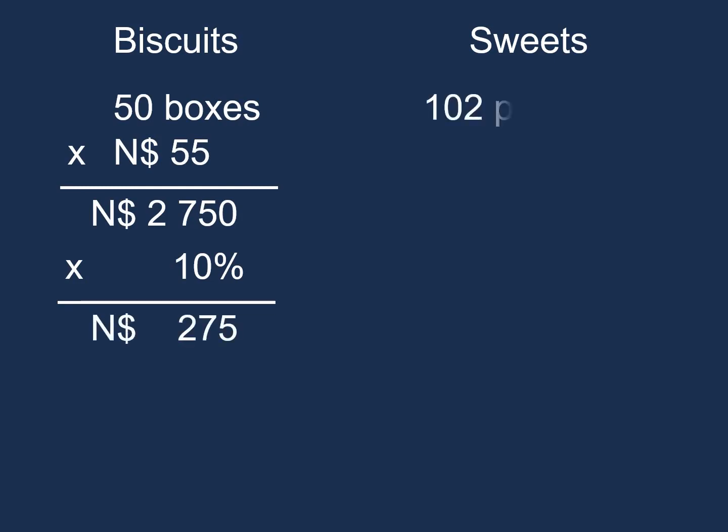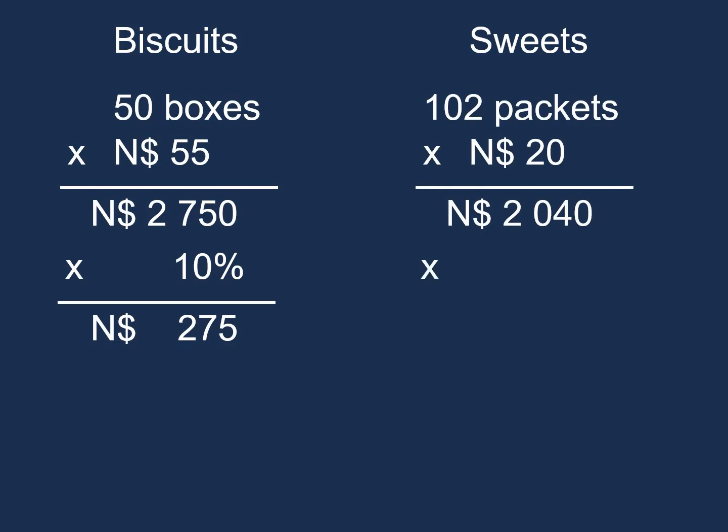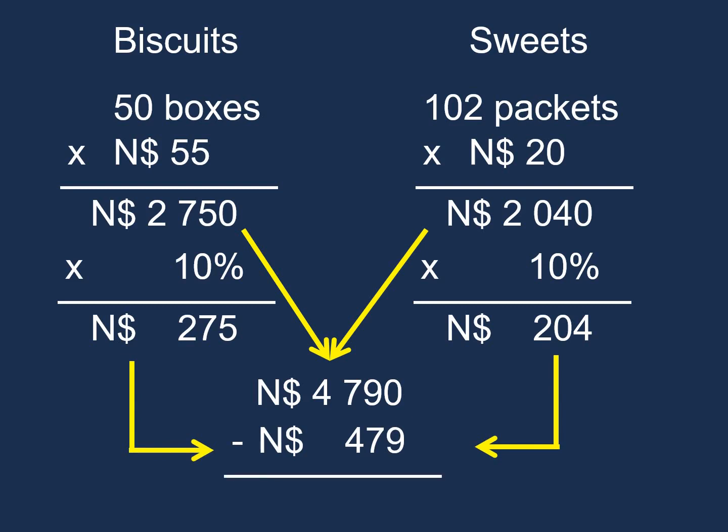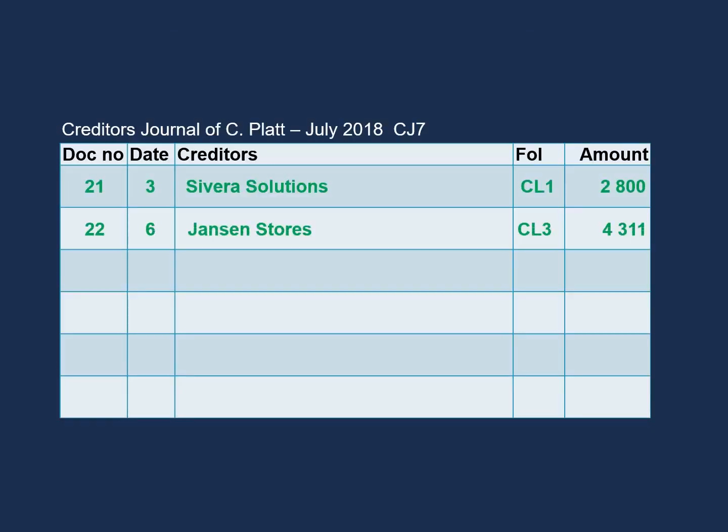$275. And for our sweets, we had 102 packets costing $20 each. Then we will get 2,040, and 10% of that will give us 204. Now if we add the totals of our biscuits and sweets, we will get 4,790, and 10% of that will come to $479. And if we subtract the two, we will get 4,311, and this is the amount we will enter in our creditors journal. There we go.